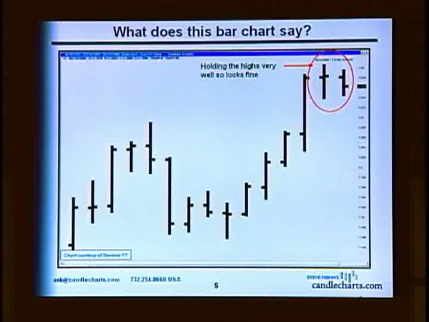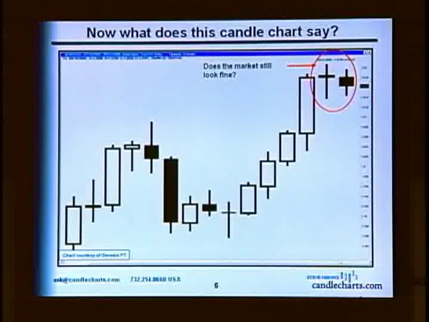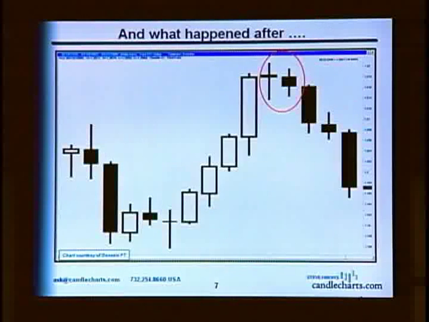Now, we take the same data as this bar chart and convert it into a candlestick chart. Remember, we use open, high, low, and close. See the different visual representation we're getting? Although the market's holding the highs very well, is it doing so with long white real bodies or with spinning tops and doji? Obviously the latter, correct? And what this is showing us is that the market may be losing some steam. And this is what unfolded after. Okay, obviously, it's not going to work that well every time.